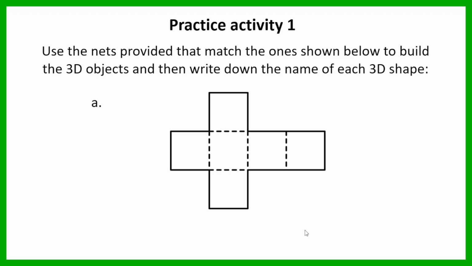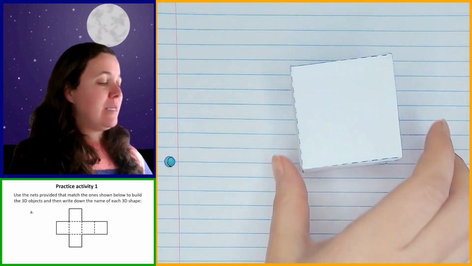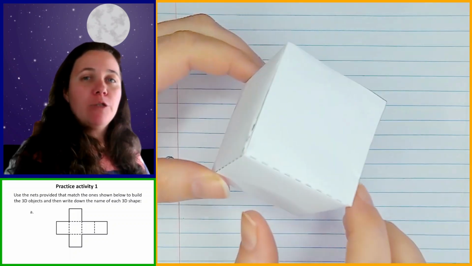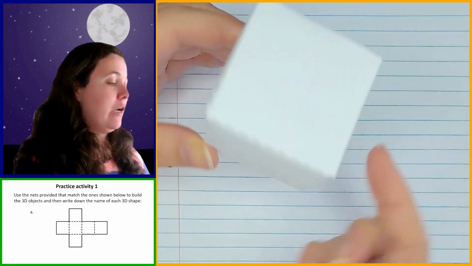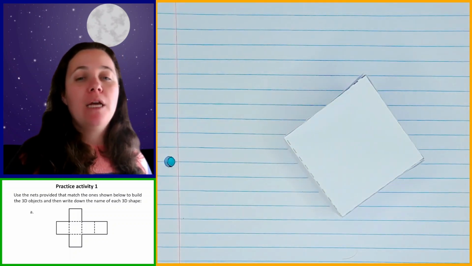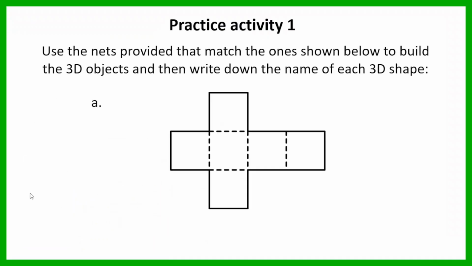Okay, so now let's have a look at what your 3D shape should look like. You should have ended up with something that looks like this. So we've got over here a 3D object that has squares all the way around on all the faces. This is what we call a cube. So you should have found over here that the name is a cube for this particular 3D object. Right, now let's do the next one.